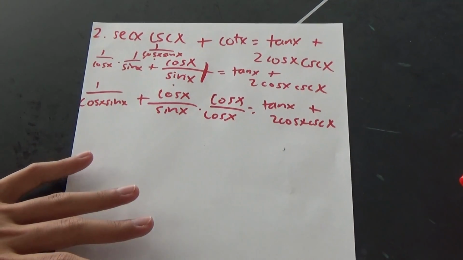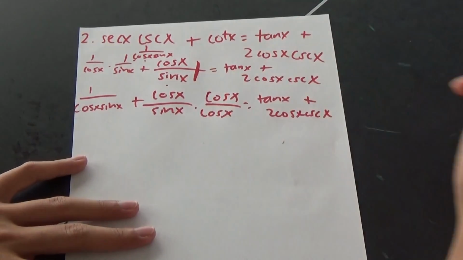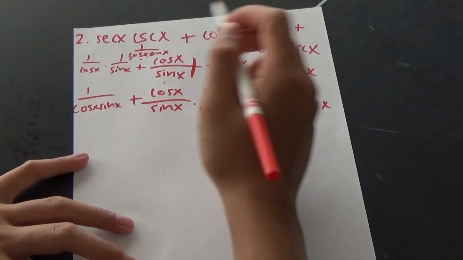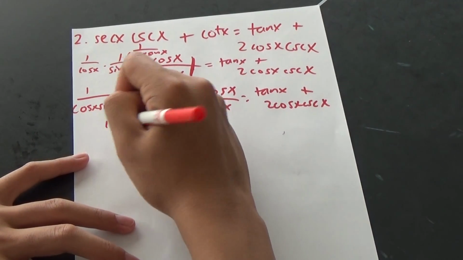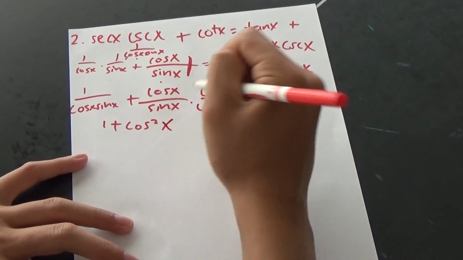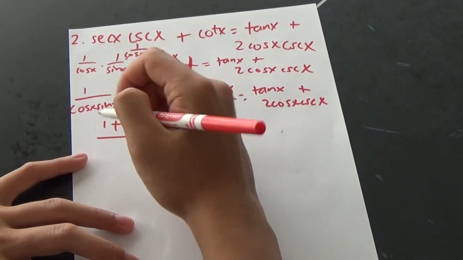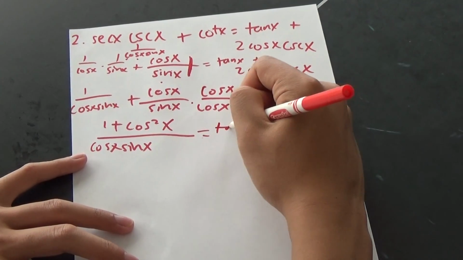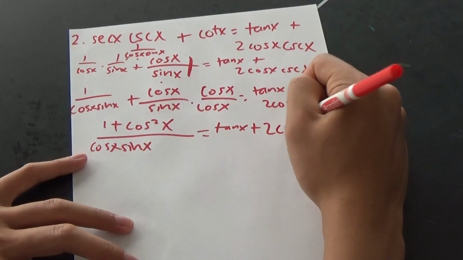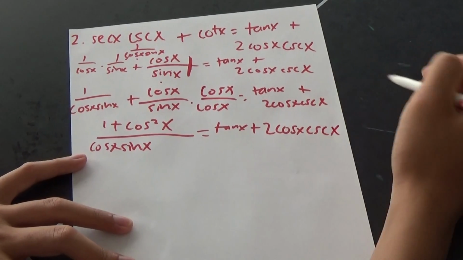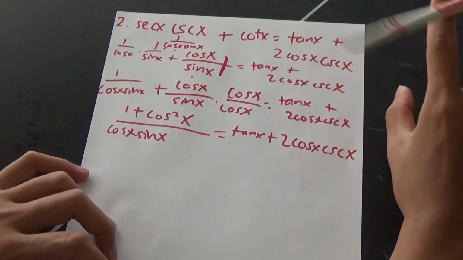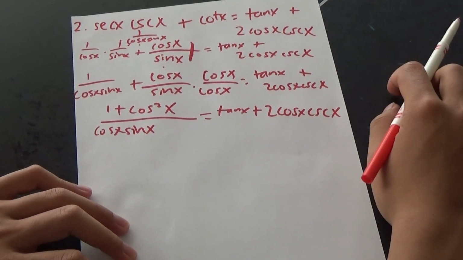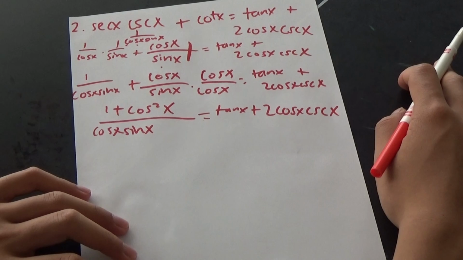Okay? So now what you have is 1 plus cosine squared x over cosine x sine x. And that equals tan x plus 2 cosine x cosecant x. Right? Boy, this is a mess.